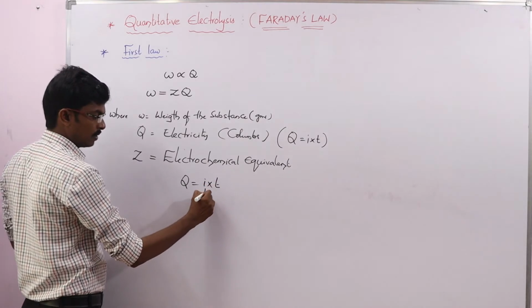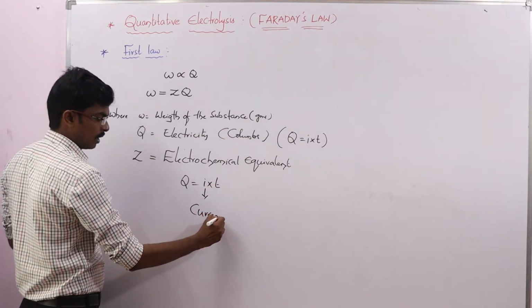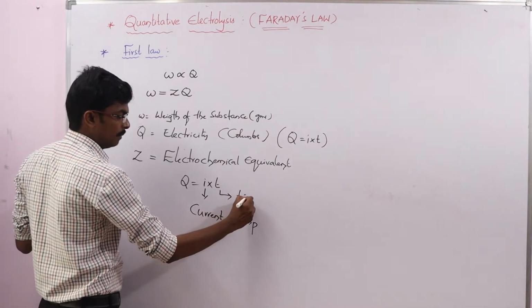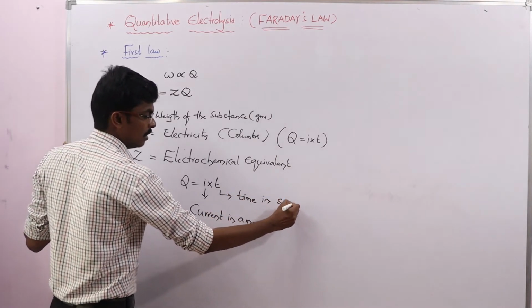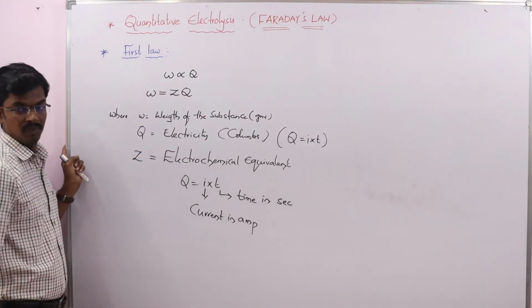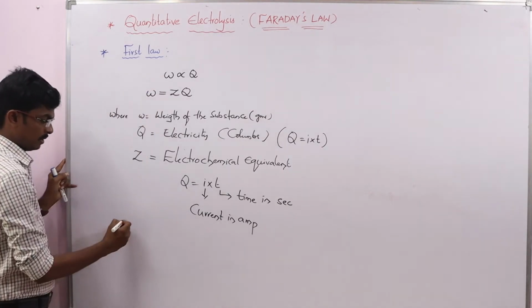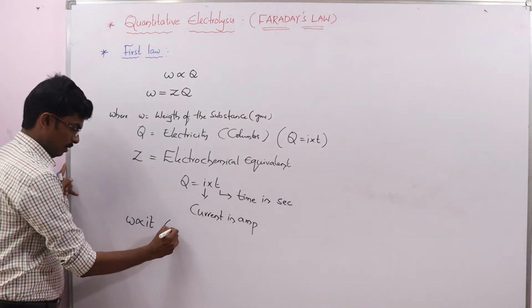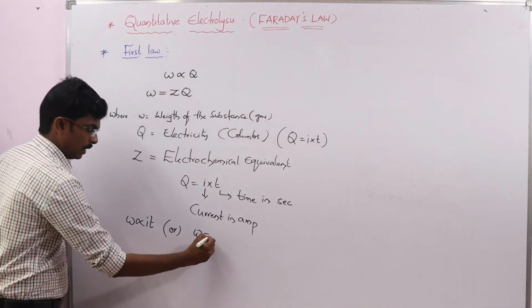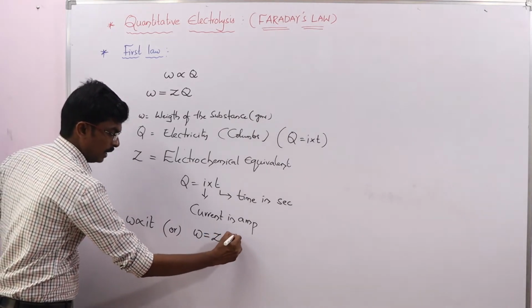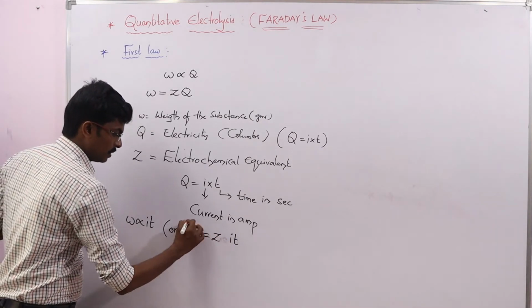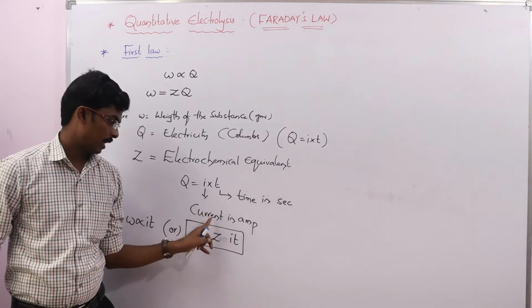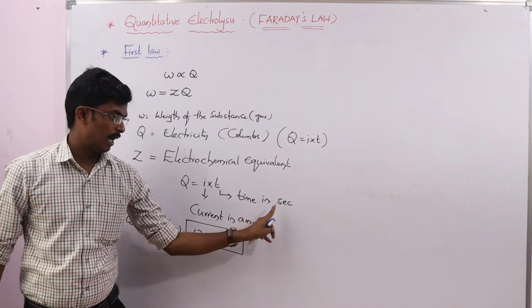Here I is the current in amperes and T is the time in seconds. So this expression can also be written as W is directly proportional to IT, or removing the proportionality, W is equal to Z into IT, where I is the current in amperes and T is the time in seconds.